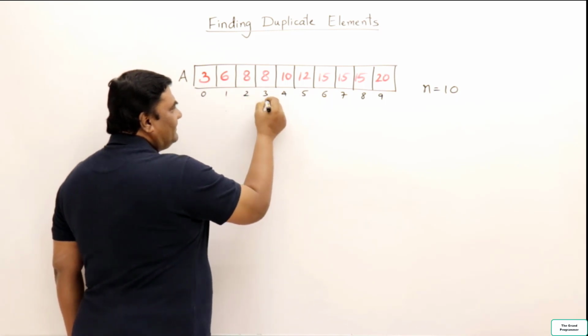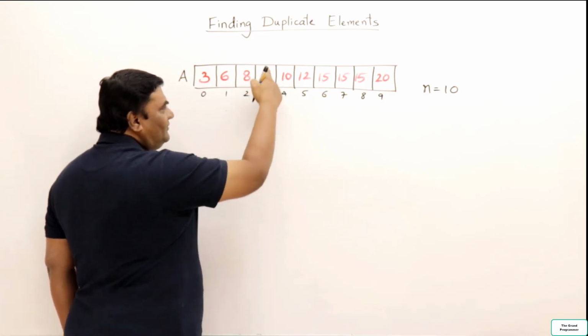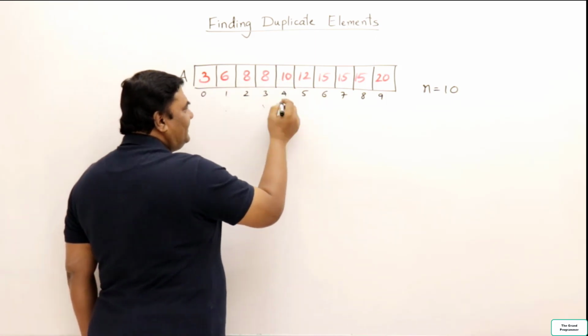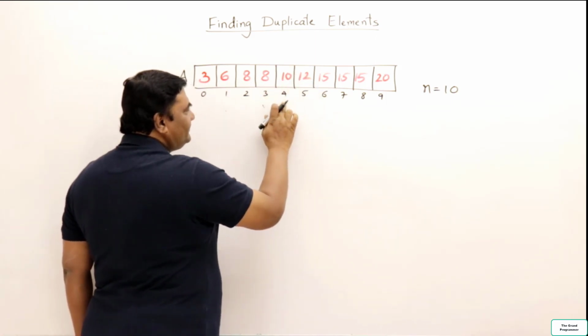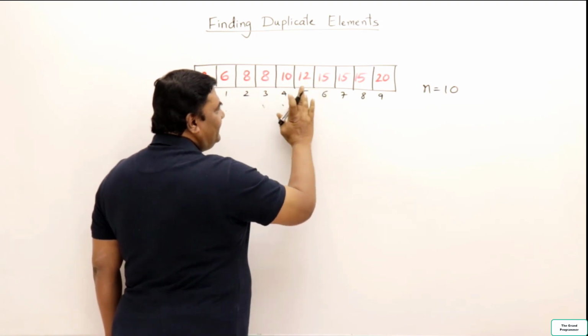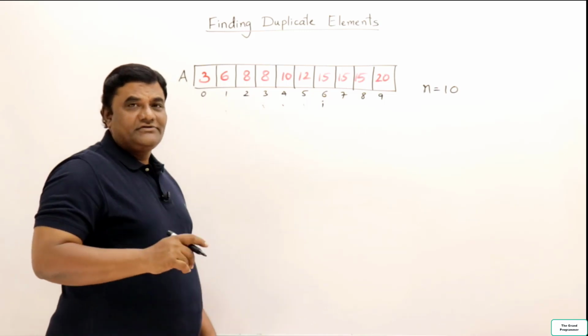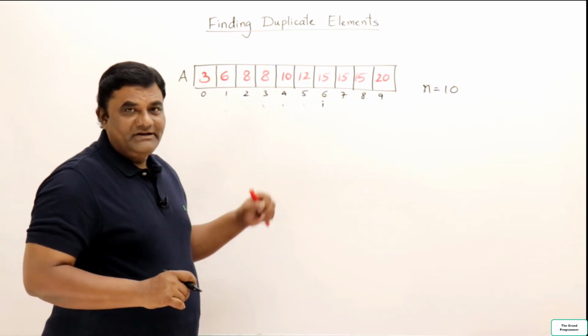So now here, again check the next element. See, being on one element, we are checking the next element. Is it the same element? No, it's not a duplicate. Then is it the same element? No, it's not a duplicate. Is it the same element? No. Is it the same element? Yes. So 15 is found, so we can print 15, that is the duplicate element.